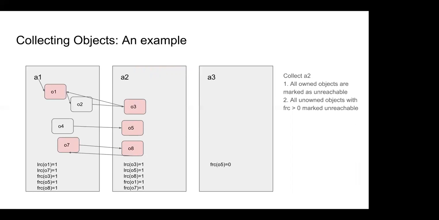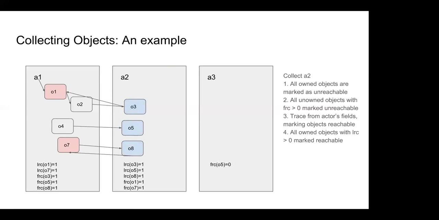All unowned objects with a foreign reference count greater than 0 are marked as unreachable. If you look at the foreign reference counts in A2, it has a foreign reference count for 01 and also for 07. Then we trace from the actor's fields, marking objects as reachable. Again, A2 doesn't have any references to any of the objects that it owns, so it doesn't mark anything as reachable.